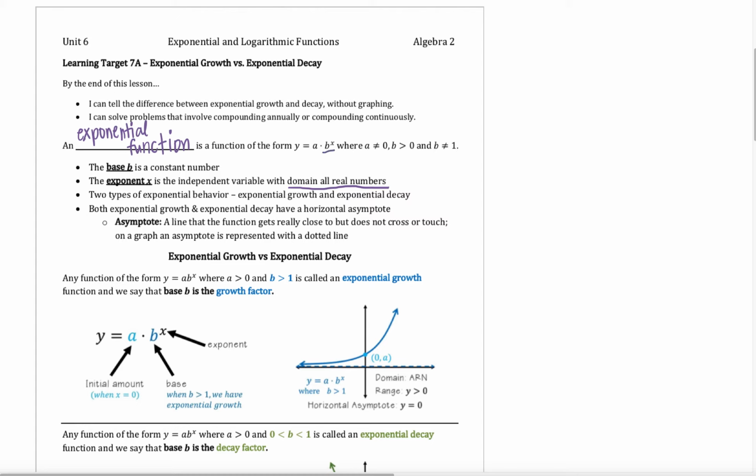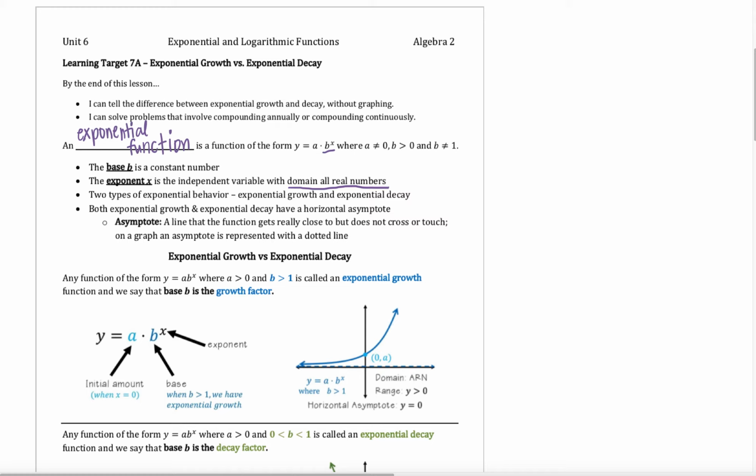Notice that only b is being raised to the x power. A is a coefficient in front, and when we start talking about transformations in a later section, we'll connect that back to our stretches, compresses, and a possible reflection. Now there are two types of exponential behavior, exponential growth and exponential decay.